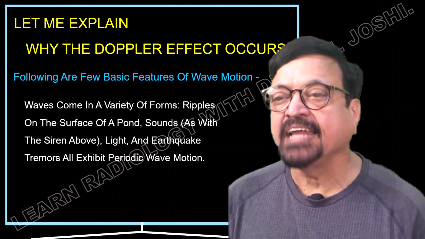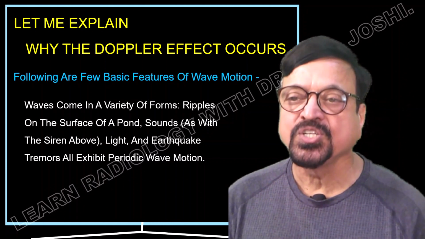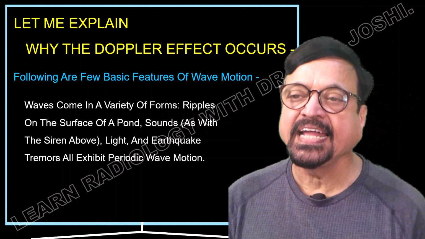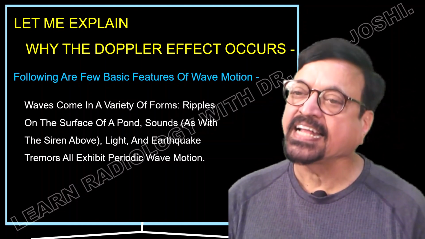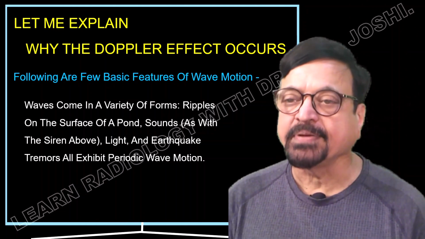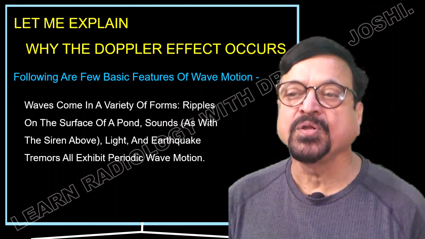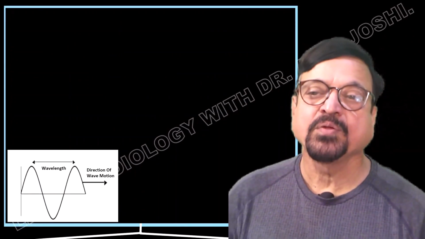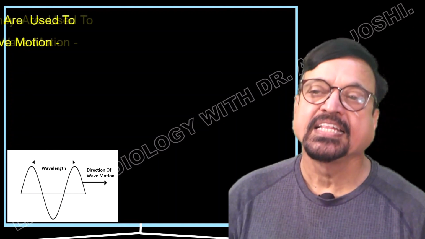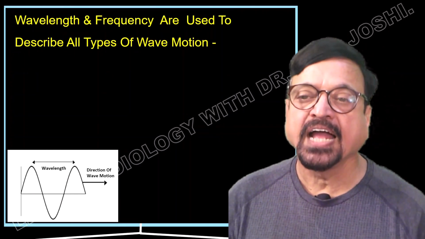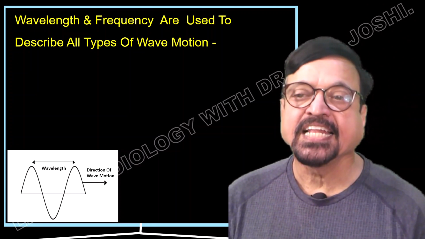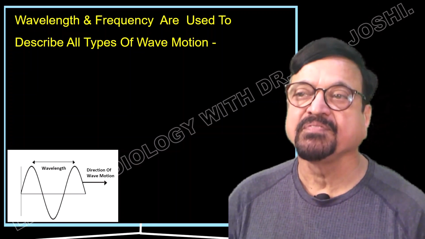Waves come in a variety of forms: ripples on the surface of a pond, sound from a siren banging, or light, that is the galaxies moving, and earthquake tremors all exhibit periodic wave motion in serial manner. Now, here we are seeing a waveform. There are two things, one thing is upstroke and downstroke. Now, wavelength and frequency, let us try to understand what it is.